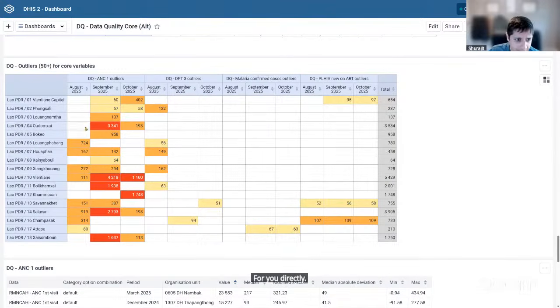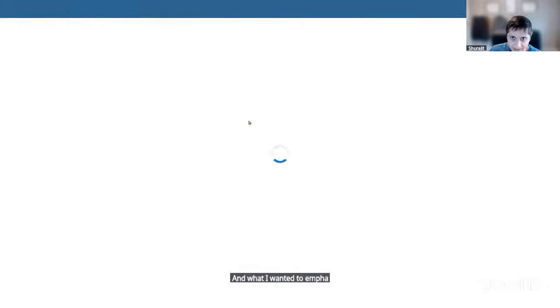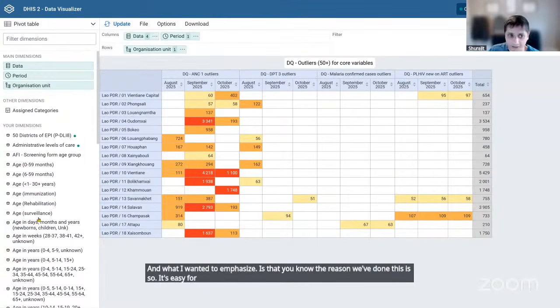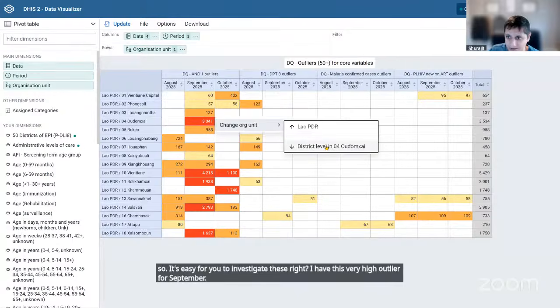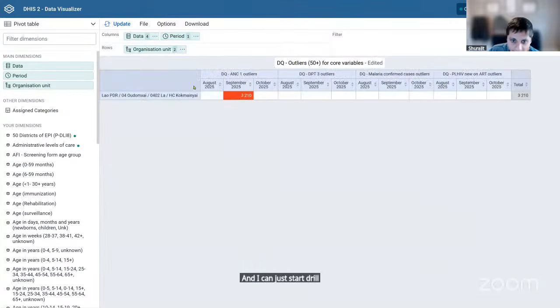So here, for example, I see this ANC1 outlier in this particular district. And what I wanted to emphasize is that the reason we've done this is so it's easy for you to investigate these, right? I have this very high outlier for September. Okay, I can just open up the table and I can just start drilling down and I can find out exactly where this outlier is located.